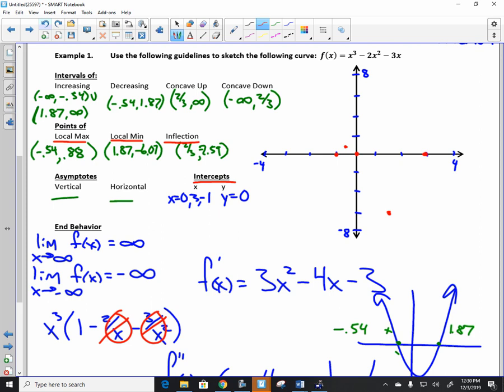And then it says I have inflection at 2/3, -2.59. So 2/3 and -2.59, about right there. That's where I change from being concave down to concave up.